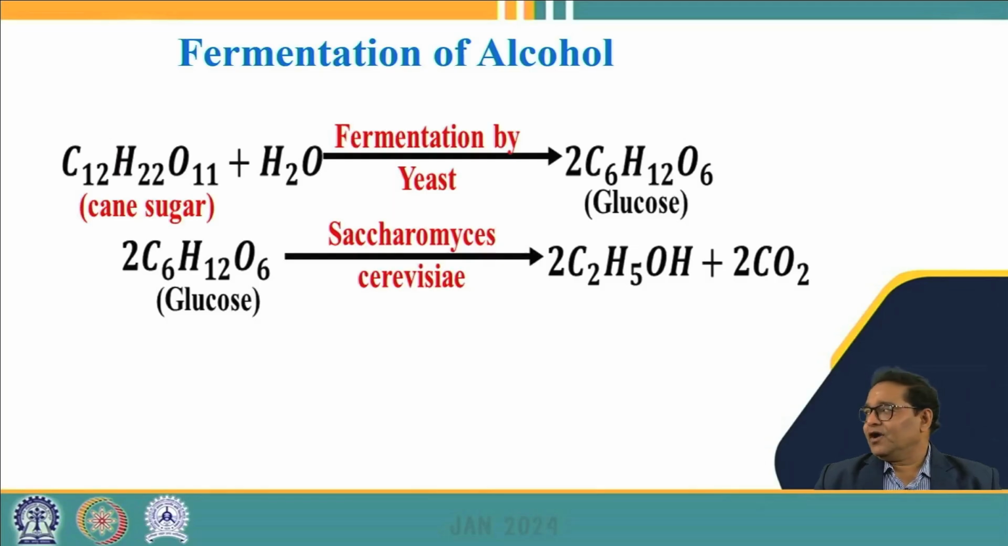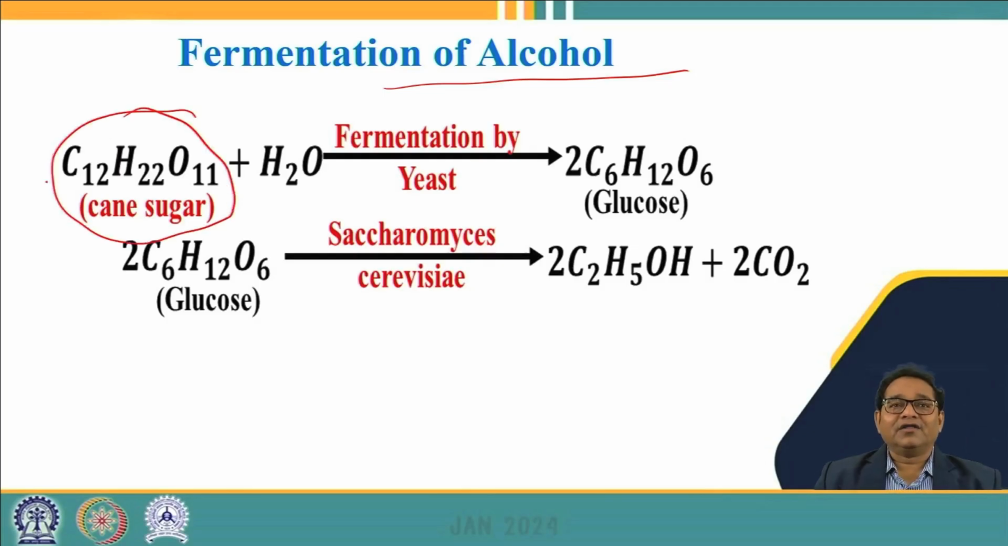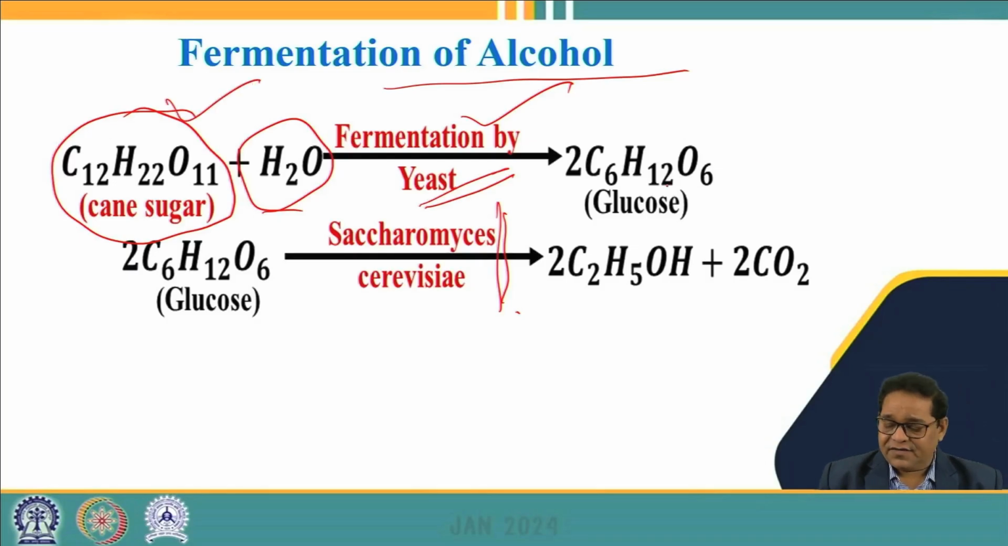Then let's see the various biochemical reactions that happen when sugar is converted into alcohol through this fermentation process. If we write cane sugar with its chemical formula, C12H22O11, in the presence of water it will be fermented by the yeast culture, and the yeast culture we use is Saccharomyces cerevisiae. This is the yeast culture which will first convert this cane sugar into glucose.